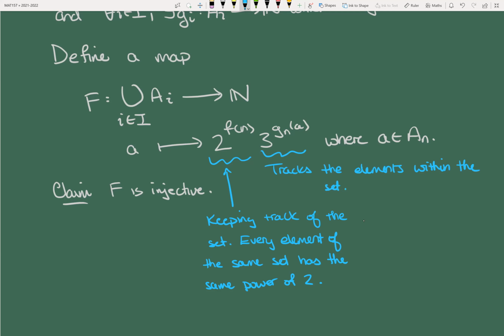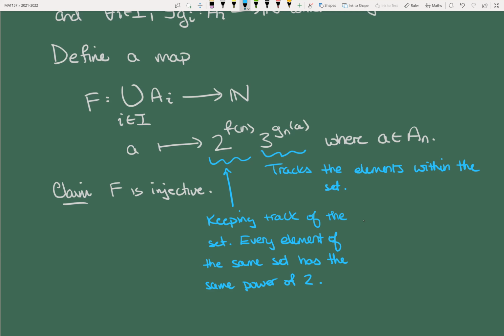Okay. It's kind of like an ID tag, right? So the power of 2 tags what set you're from, and then the power of 3 is your individual ID, right? I don't want to use this analogy because usually when you start IDing people, it's bad. But okay, let me use the following thing.